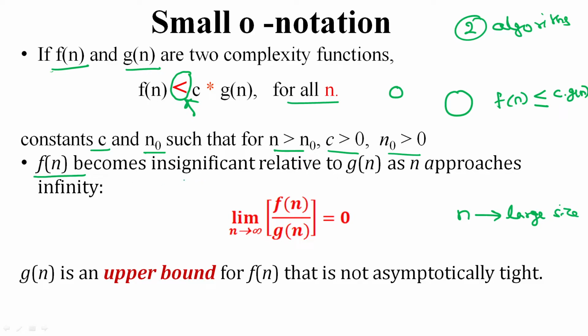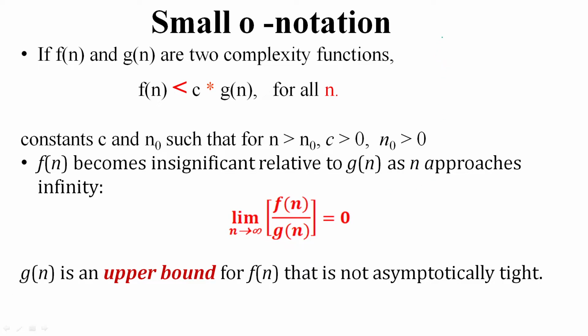f of n becomes insignificant relative to g of n when it is approaching infinity, right? So you look at that, suppose we are having input sizes 1 to infinity. Suppose n equal to 1 lakh. So when n equal to 1 lakh, here the condition is f of n is always less than c into g of n. Here we are having one constant value, that is a positive number, then n is increasing.